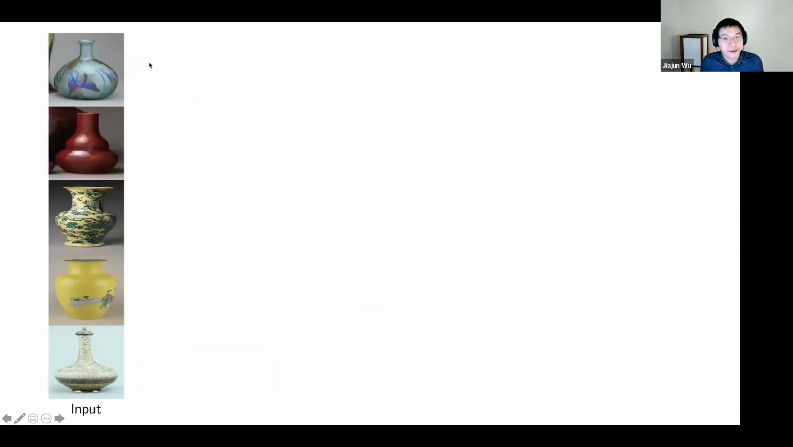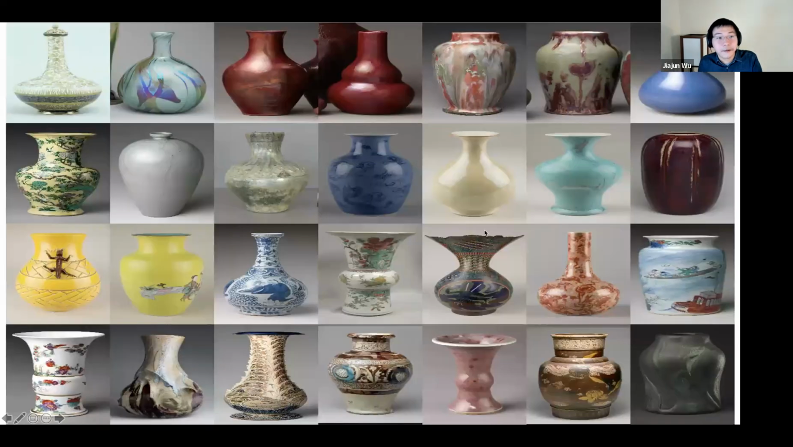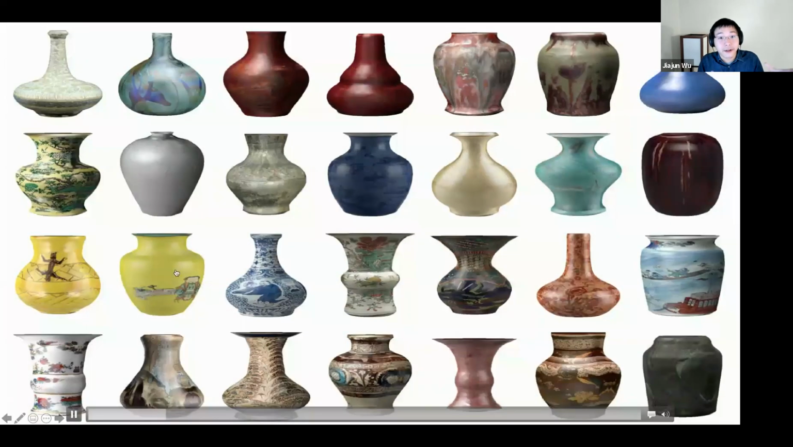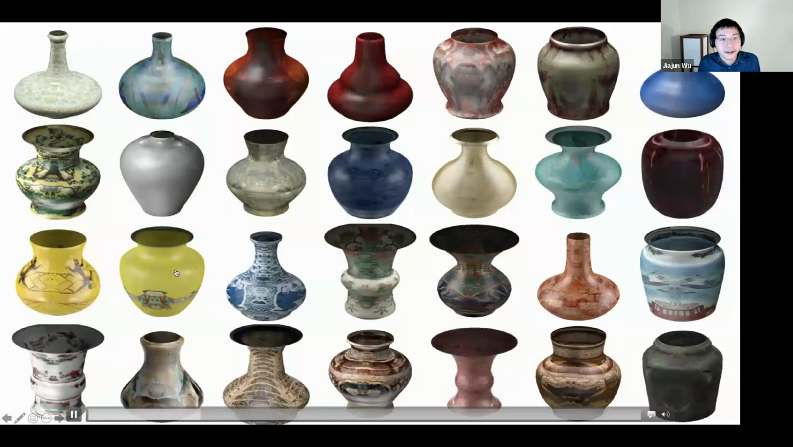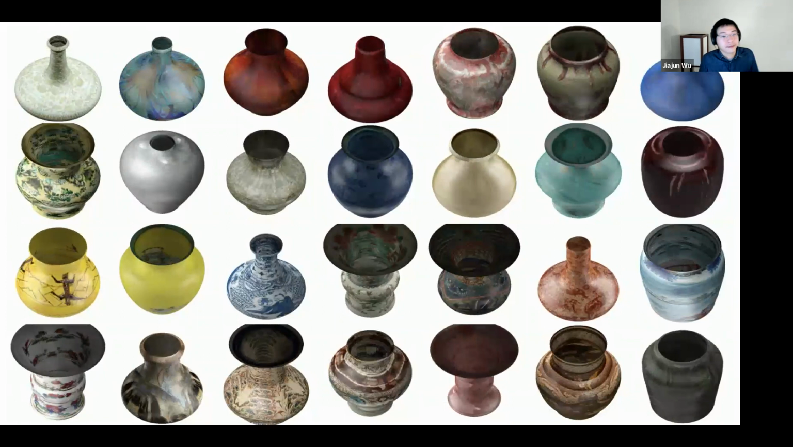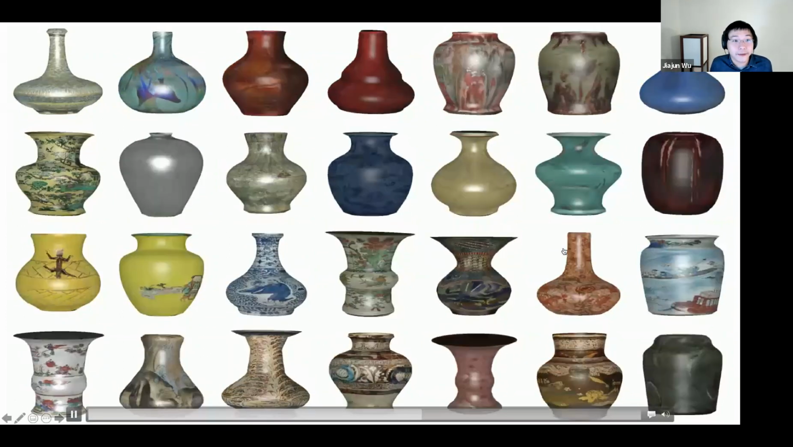Then we're able to, given a single image, decompose it into surface normals, albedos, diffuse maps, specularities, material maps and environment maps. And we can use that for turning a single image into 3D and for novel view synthesis. These are all from a single image during testing, as well as for relighting.